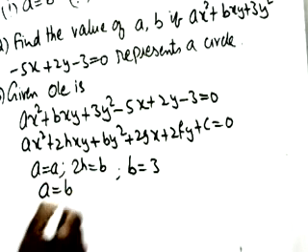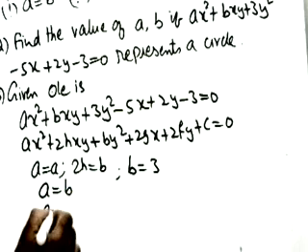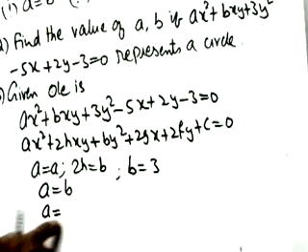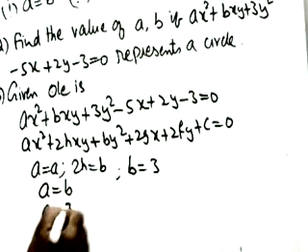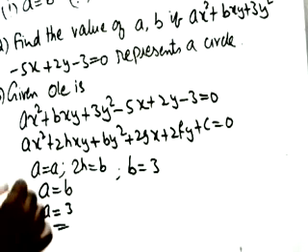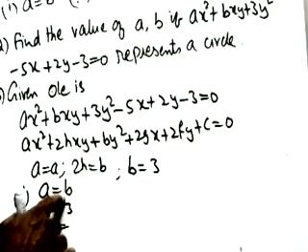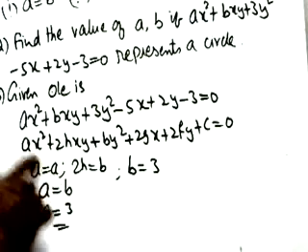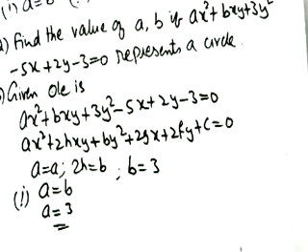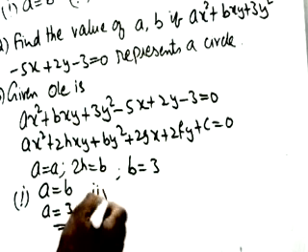So what are the conditions we have? First condition is a equals to b. The value of a is a itself, and what is the value of b? 3. So using the first condition, a equals to b, the value of a is 3. We got one value.